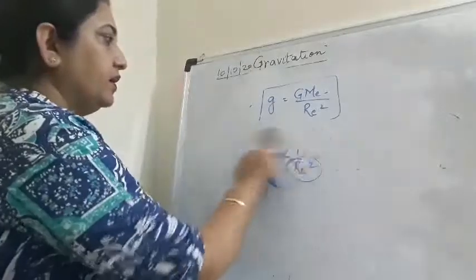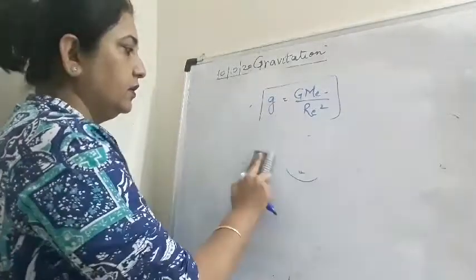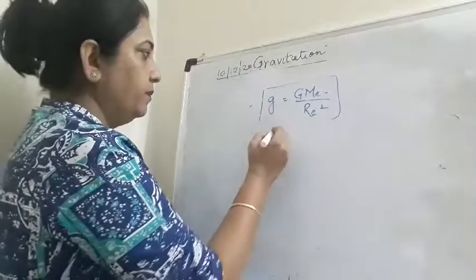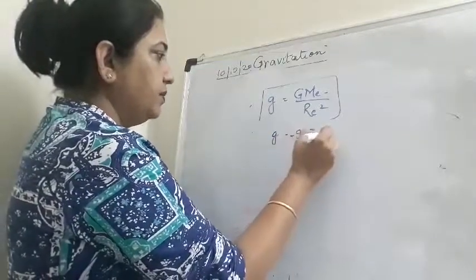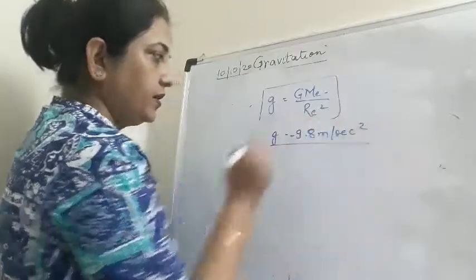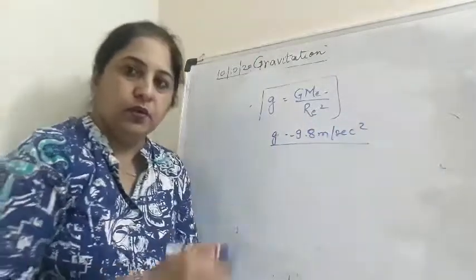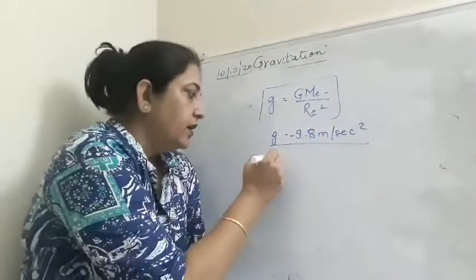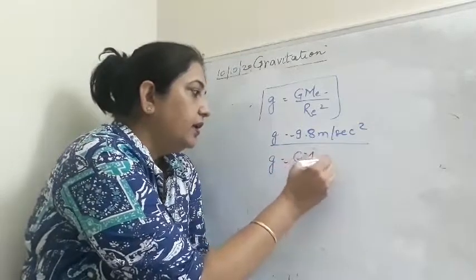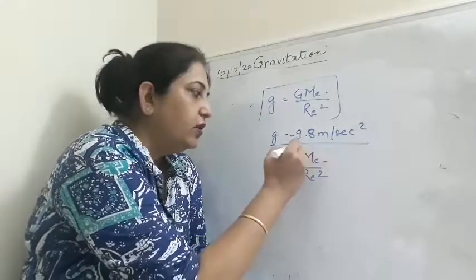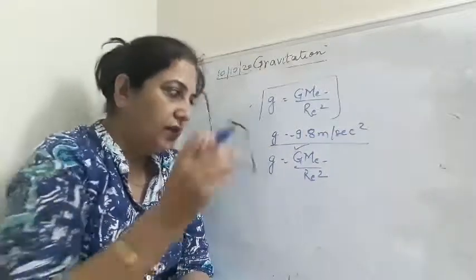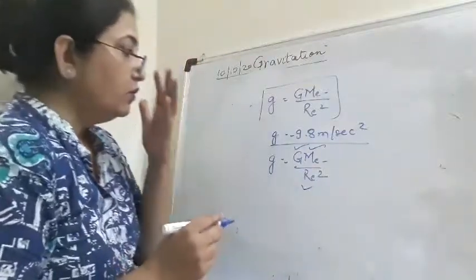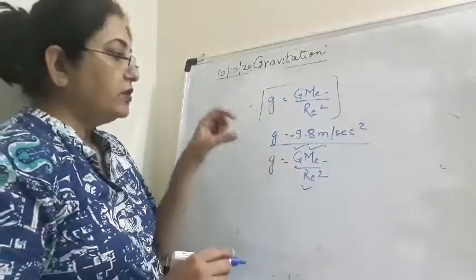Write down that small g has a fixed value of 9.8 meter per second square. Now, how did we get this value? You will solve this and complete it in your notebook. g is equal to GM_E upon R_E square. We know the value of capital G, the mass of the earth and the radius of the earth, so you will substitute all three values and solve it.